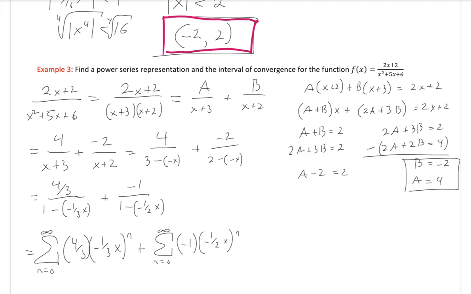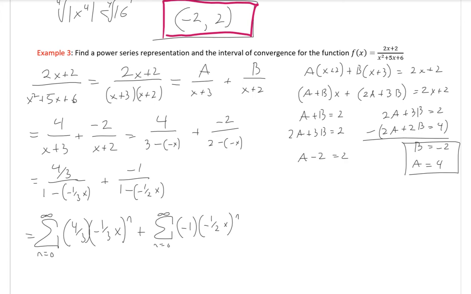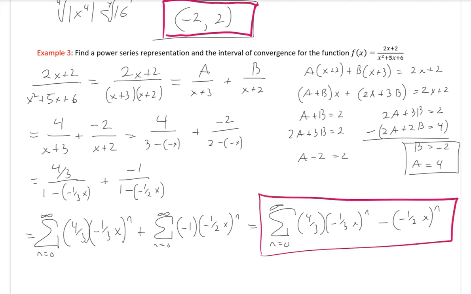Now, if you want, you can continue and combine those into one, particularly because they have the exact same summation, so it's very, very easy to do so. You could just say the summation of n equals 0 to infinity of 4/3 times negative 1/3 x to the n power. In this case, that'd be minus all of those, so minus negative 1/2 x to the n power. That'd be decent enough as a full summation. However, looking at the previous separated ones is going to be very helpful for finding the interval of convergence.